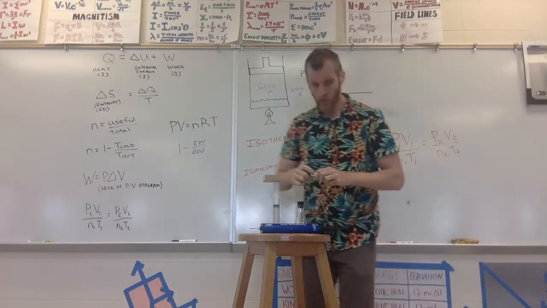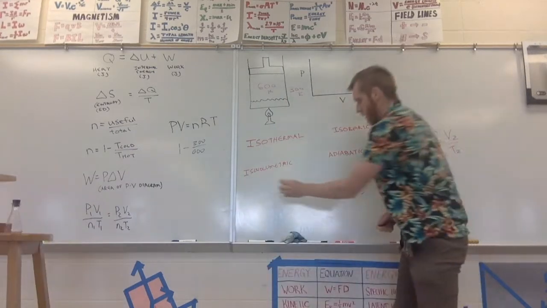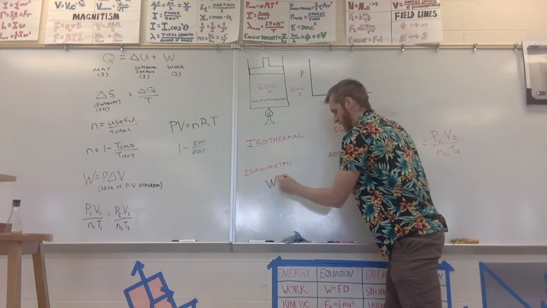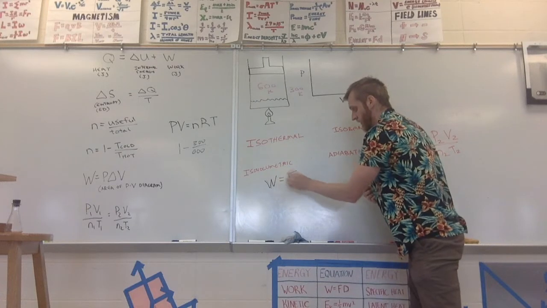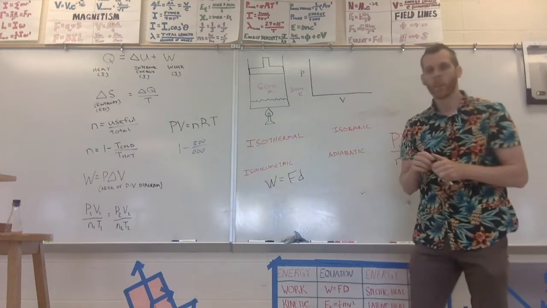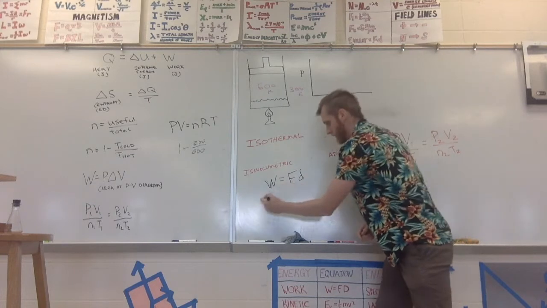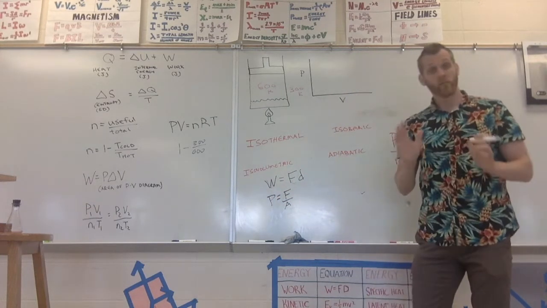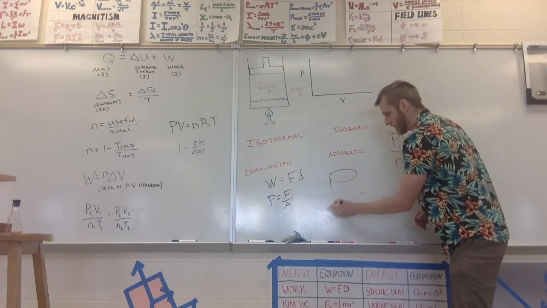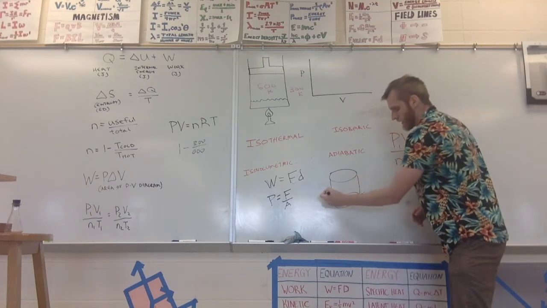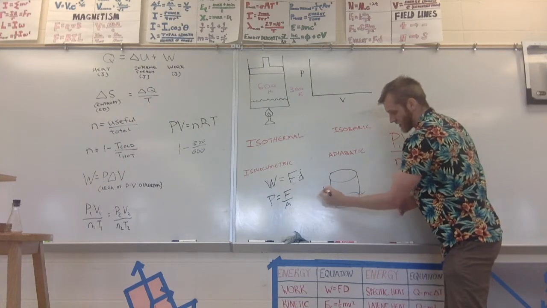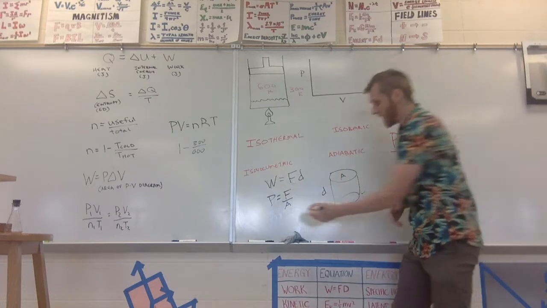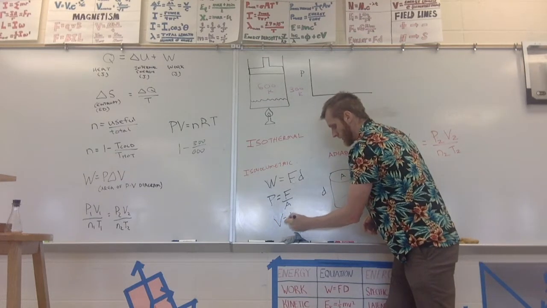So I'm going to move this out of the way for a second. If you remember, work was essentially force times distance, and pressure was force over area. And volume, if I want to find the volume of something, I could take this distance, the height essentially, times the area. If I take the area of this and times it by the distance, then I find volume. So volume is area times distance.